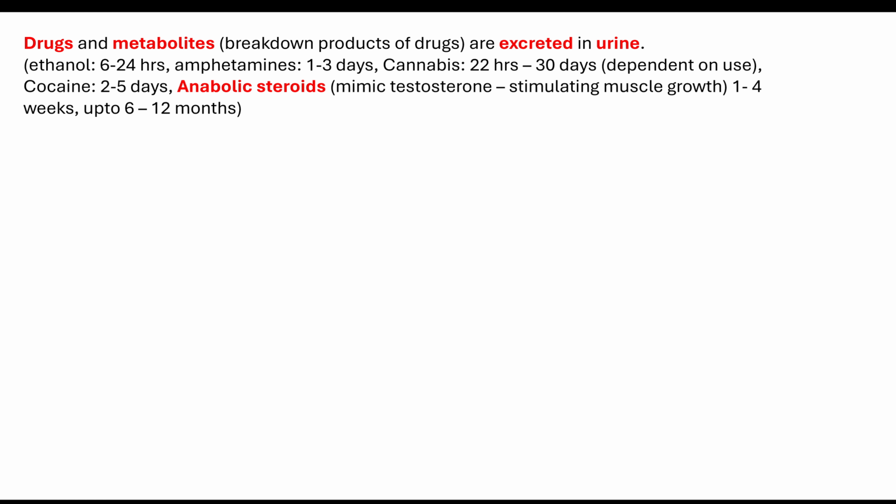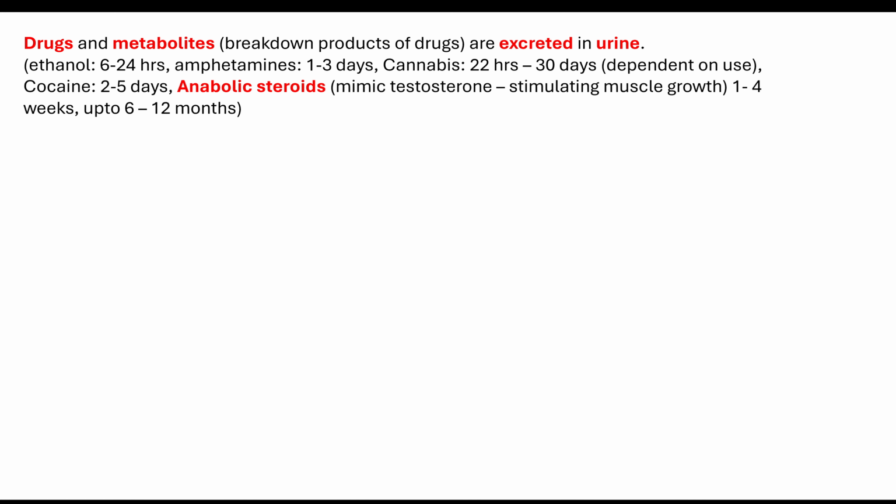Now, we can also use the urine sample to identify if someone has, for example, been taking drugs, or in their body there are the metabolites of those drugs, so the breakdown products of those drugs. Now, these drugs and metabolites are excreted in the urine. So what can happen is if someone is in, for example, a sporting activity and there is a suspicion that they have taken some drugs, they could be asked to provide a urine sample.